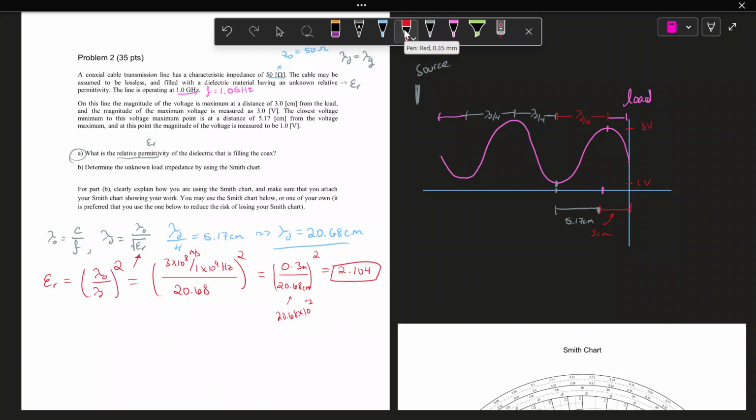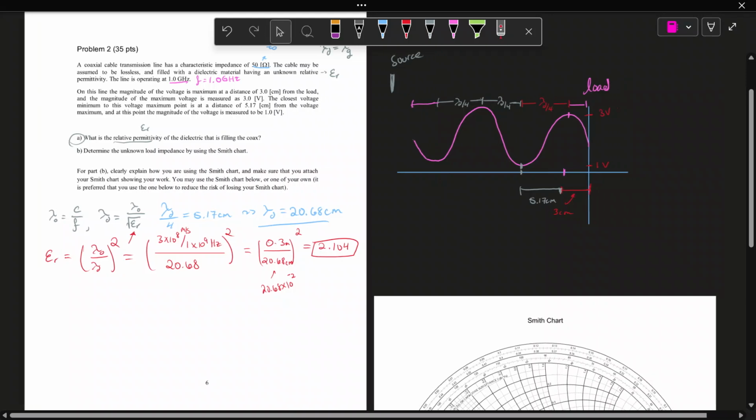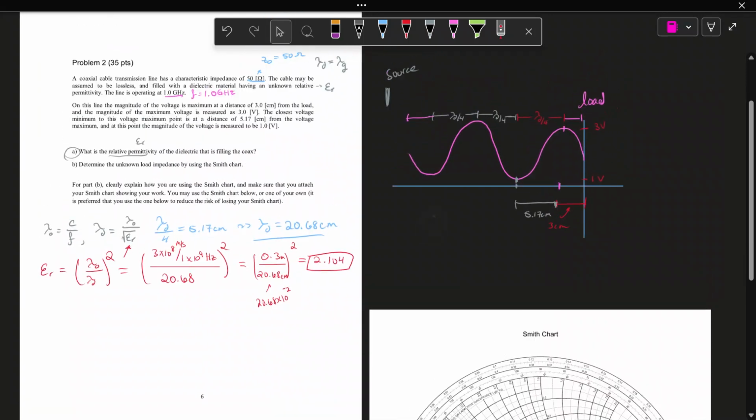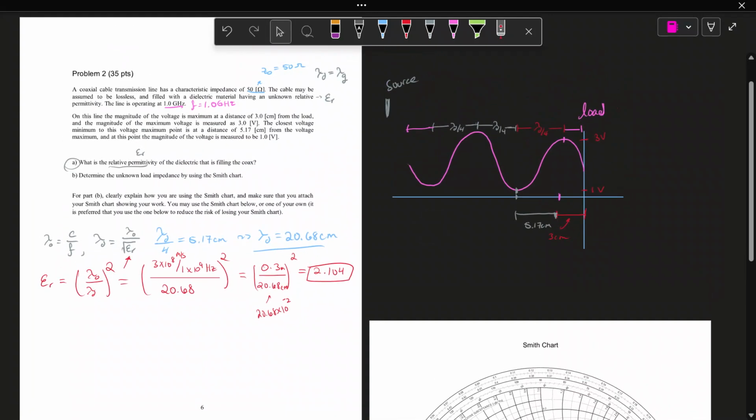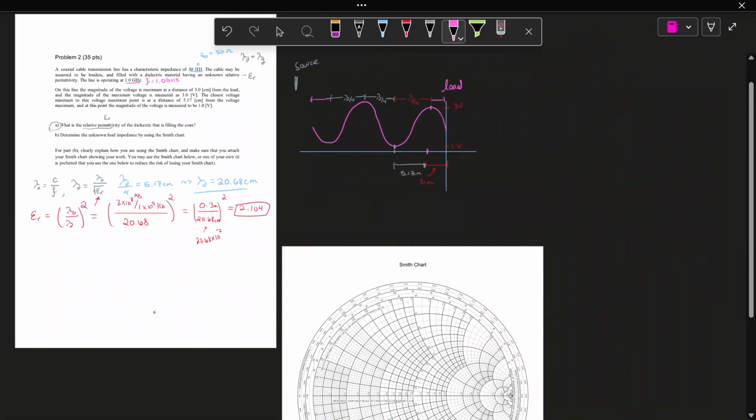Let me make sure that's right before I say it's not. So this should be 0.2068 times itself. Yes, that's right. All right, so now we have this epsilon r. Perfect. We found part A. We get 15 points. Perfect. Nice. Now, what do we need to do?